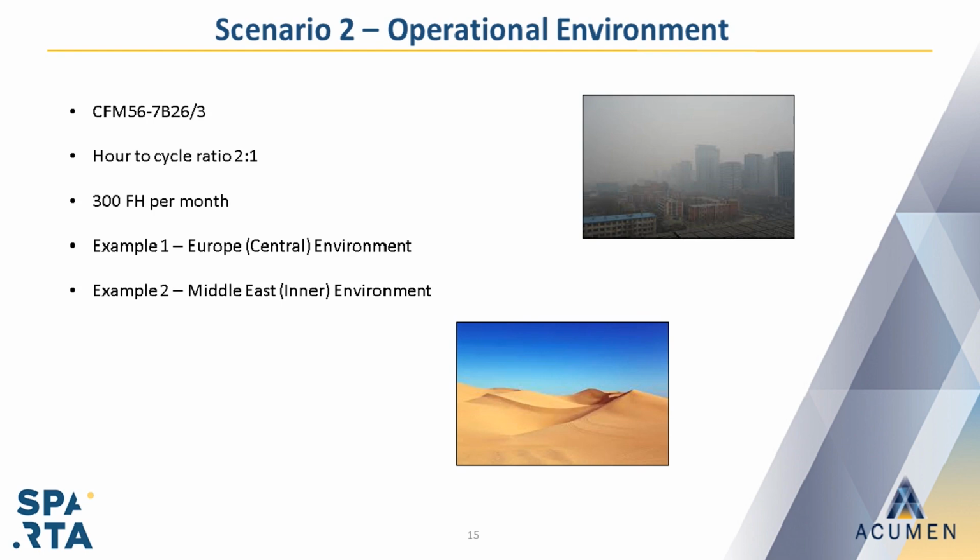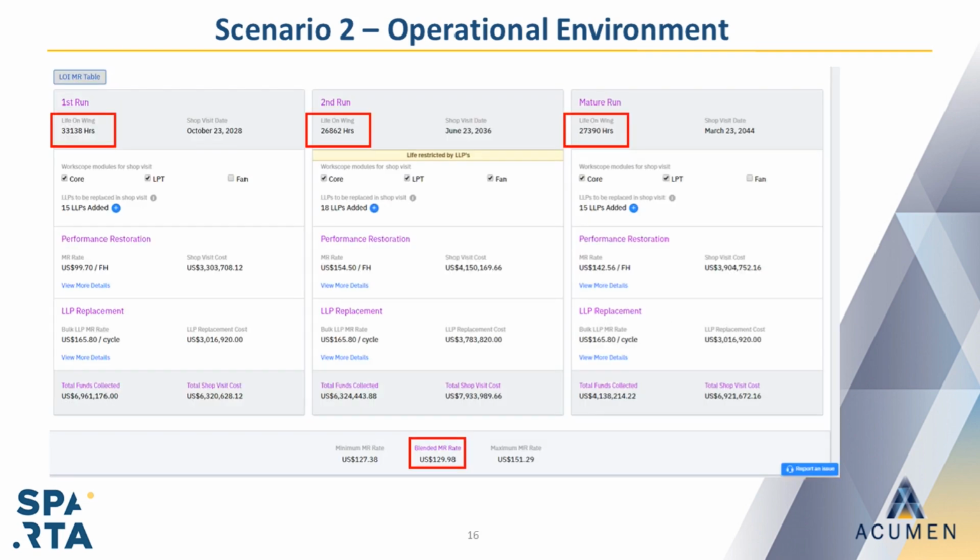Moving on to the second scenario now, we'll be looking at a CFM56-7B26/3 operating 300 hours per month at an hour to cycle ratio of 2:1. We'll first look at operation in Central Europe, and then the impact of changing the operational environment to the Middle East.